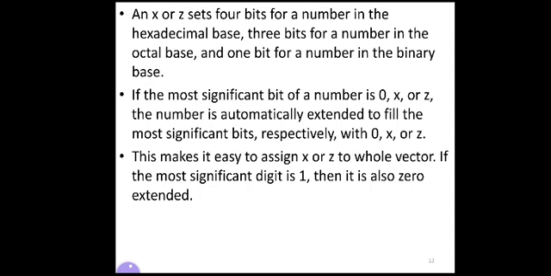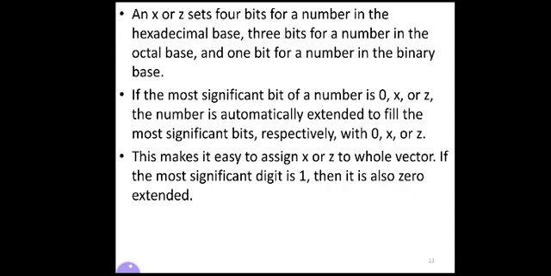If the most significant bit of a number is 0, X or Z, the number is automatically extended to fill the most significant bits respectively with the same numbers 0, X or Z. So this makes it easy to assign X or Z to whole vectors. So you are going to understand this one when you get some results.